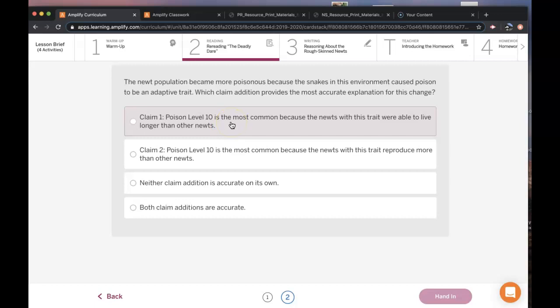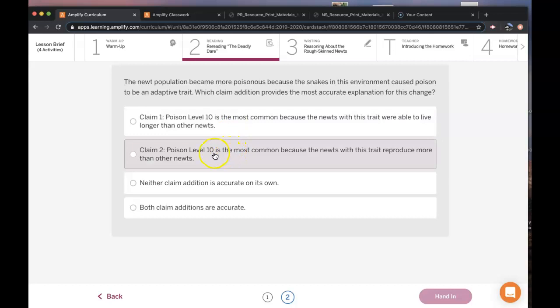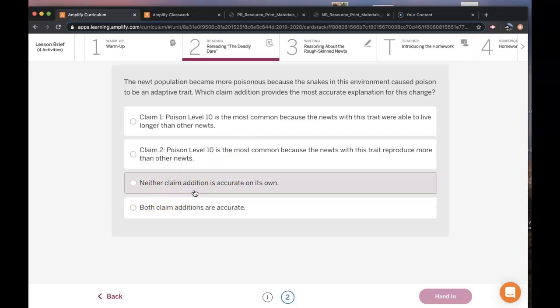And then this one says that they reproduce more than other newts. Well, they can't reproduce quickly. Like it just happens at a natural pace. If they live longer, they will reproduce more, but they can't reproduce more often. So this isn't a complete explanation either. So neither claim is accurate on its own.